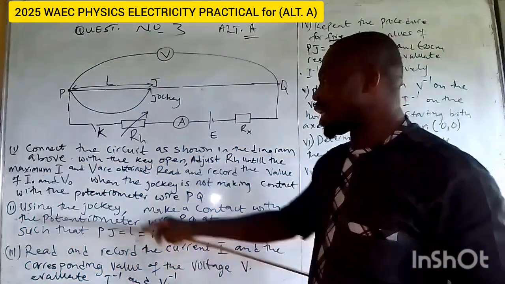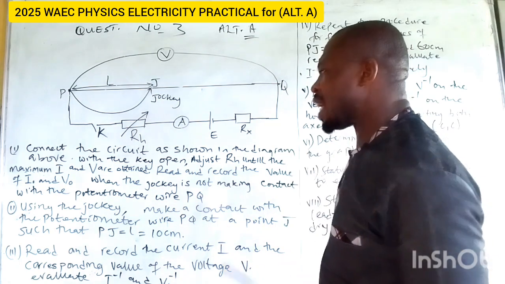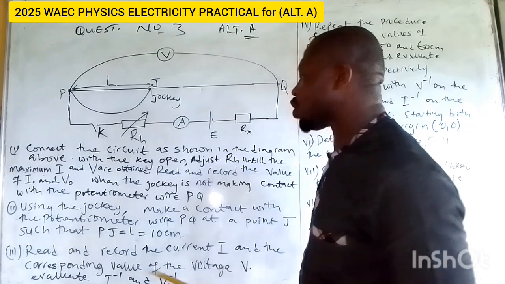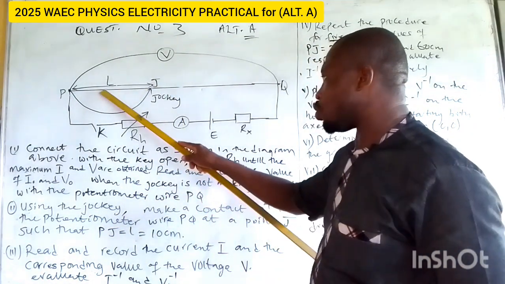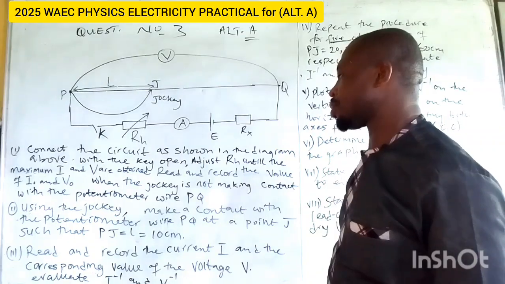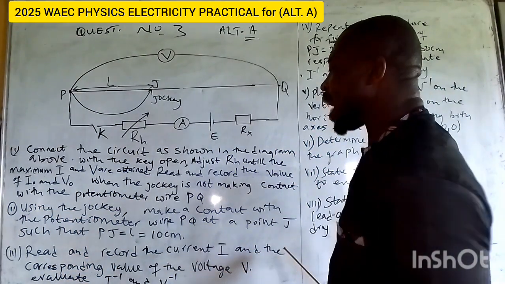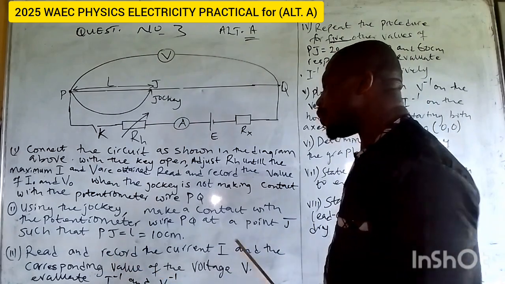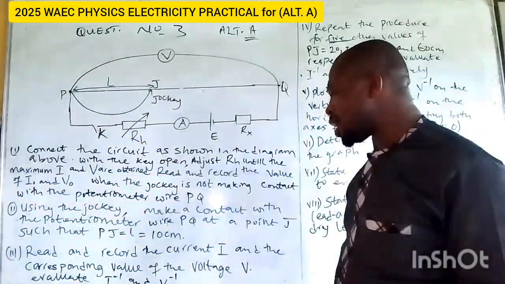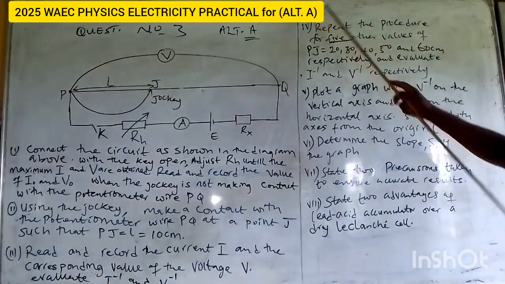Now, the second instruction says, using the jockey, make contact with the potentiometer wire PQ at a point J such that PJ is equal to L, which is equal to 10 centimeters. Read and record the current I and the corresponding value of the voltage V. Evaluate I inverse and V inverse. Now we have this one here, number 4.